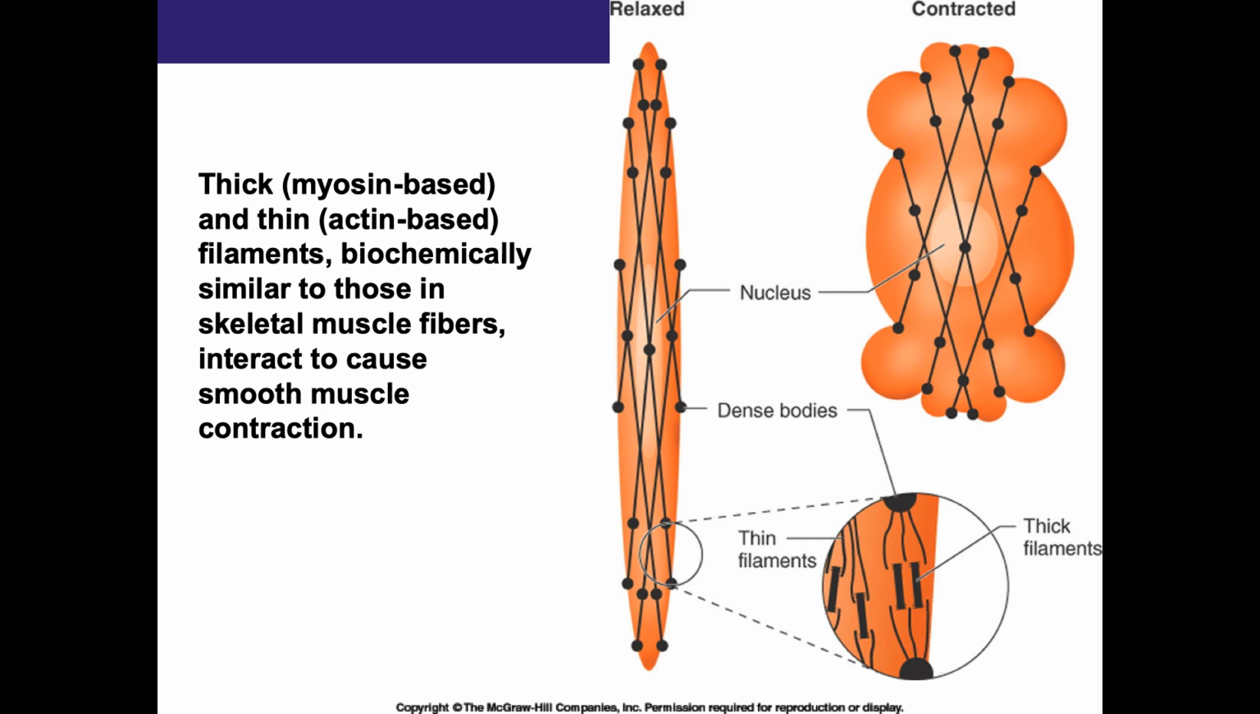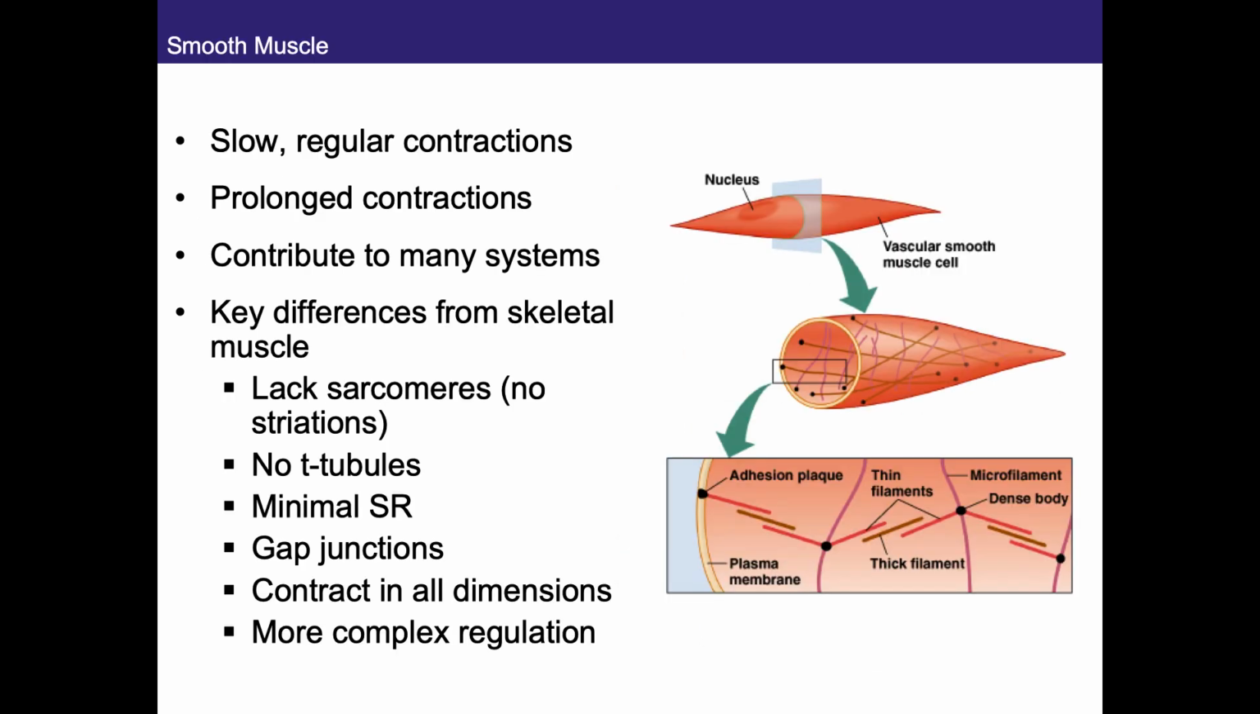So smooth muscle do have actin and myosin, those thick and thin filaments. Again, remember the thick filaments are myosin, the thin filaments are actin. And this causes muscle contraction. But they don't have troponin, they don't have tropomyosin, they don't have T-tubules, and they're not organized in sarcomeres. They don't have striations.